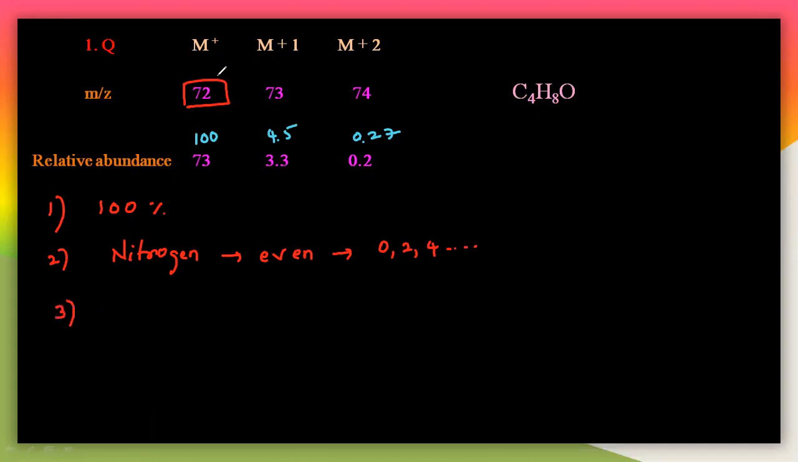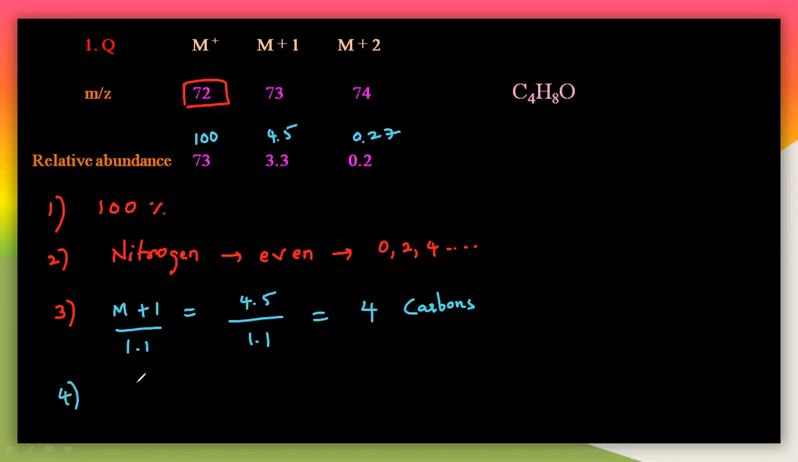Next, in the third step, very simple, you have to use the M+1 intensity to calculate the number of carbons here. M plus 1 by 1.1, you will get the number of carbons. So M plus 1, which is 4.5, divided by 1.1, you will get the number of carbons, which is 4. If you write 4.5 as 4.4 approximately, you will get 4 carbons are there.